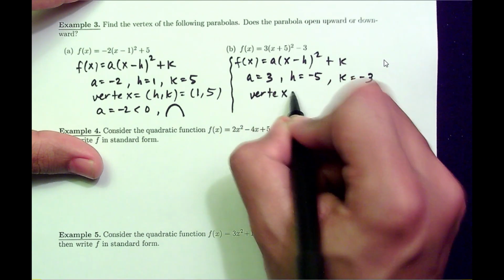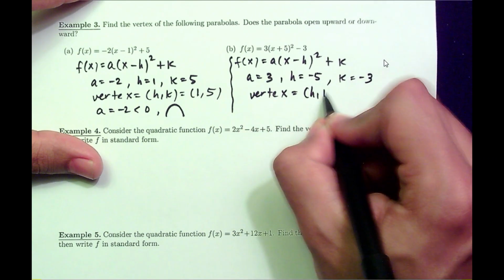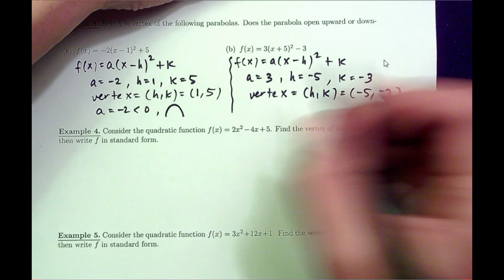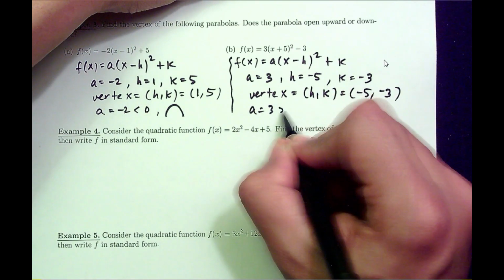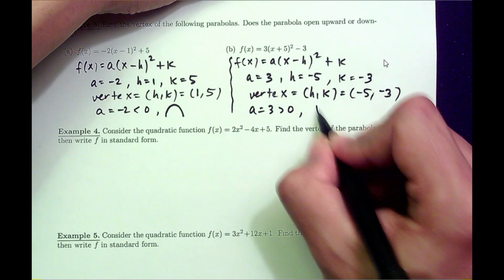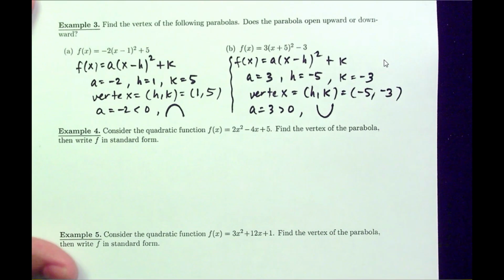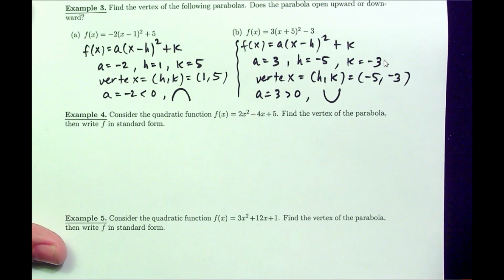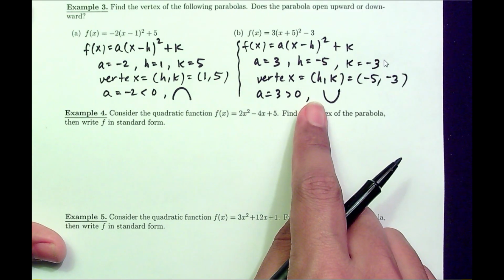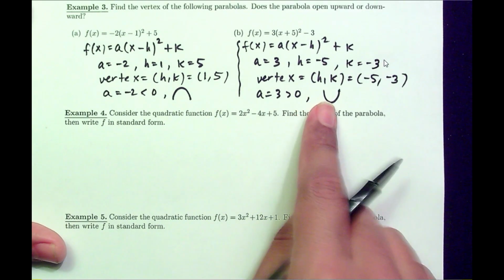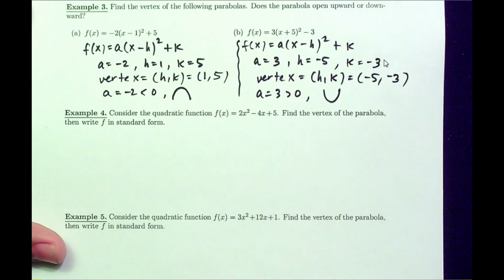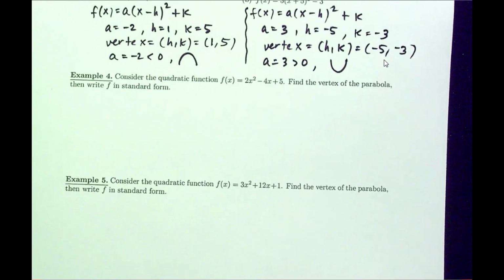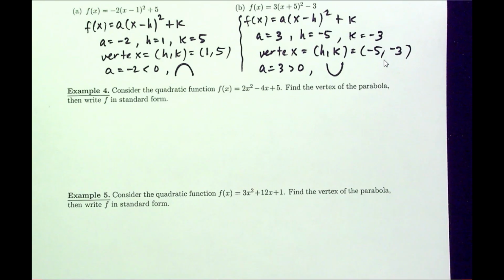So now let's answer the questions. The vertex is hk, which is -5, -3. And a is 3, which is positive, and that means the parabola opens up like a cup. So positive opens up, negative opens down. Positive up, negative down, so that makes sense.